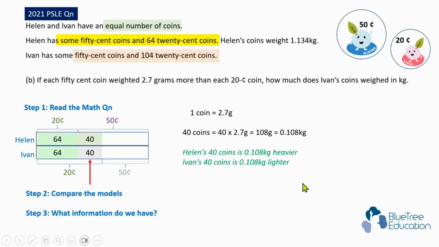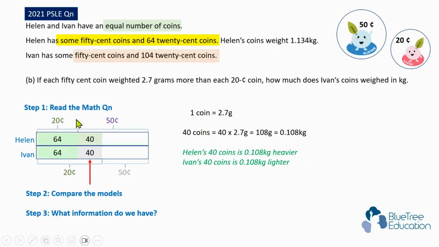Now, this is the part that I would like to highlight. Parents, take note that children sometimes, like myself, prefer to look at things in a more positive light. When we say that I have $10 more, it's easier to visualize and solve than to say he has 10 less. So it's okay to just write down in words: Helen's coins are 0.108 kilograms heavier. It also implies that Ivan's coins, that 40 coins in the middle, are 0.108 kilograms lighter.